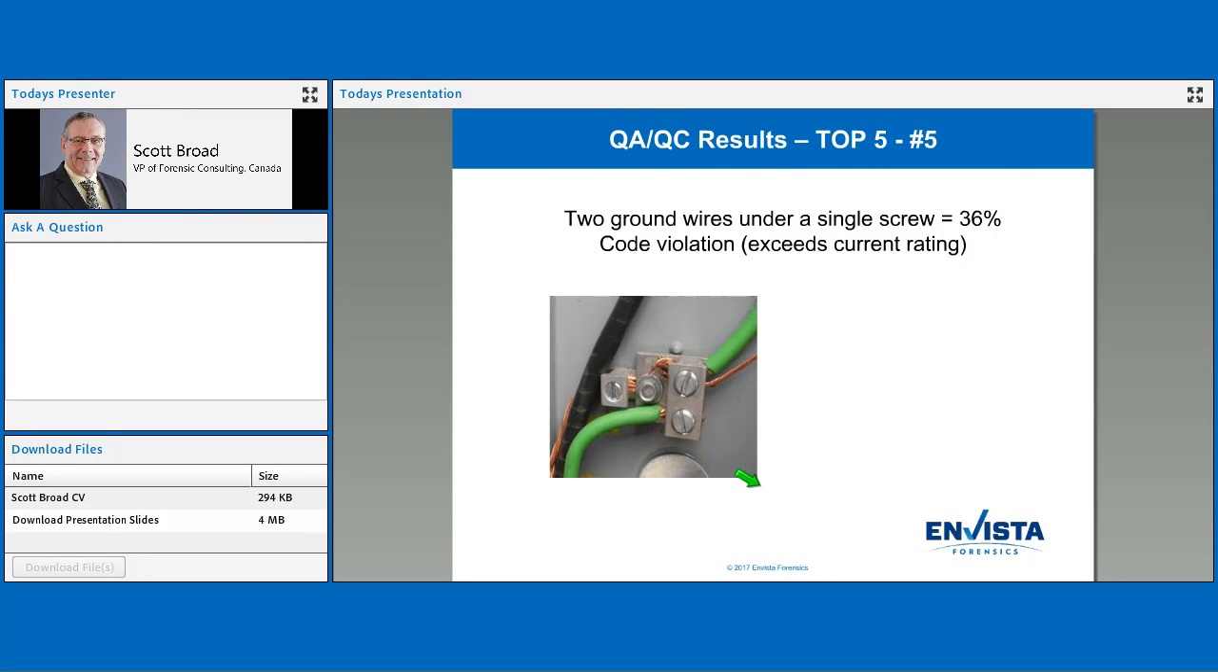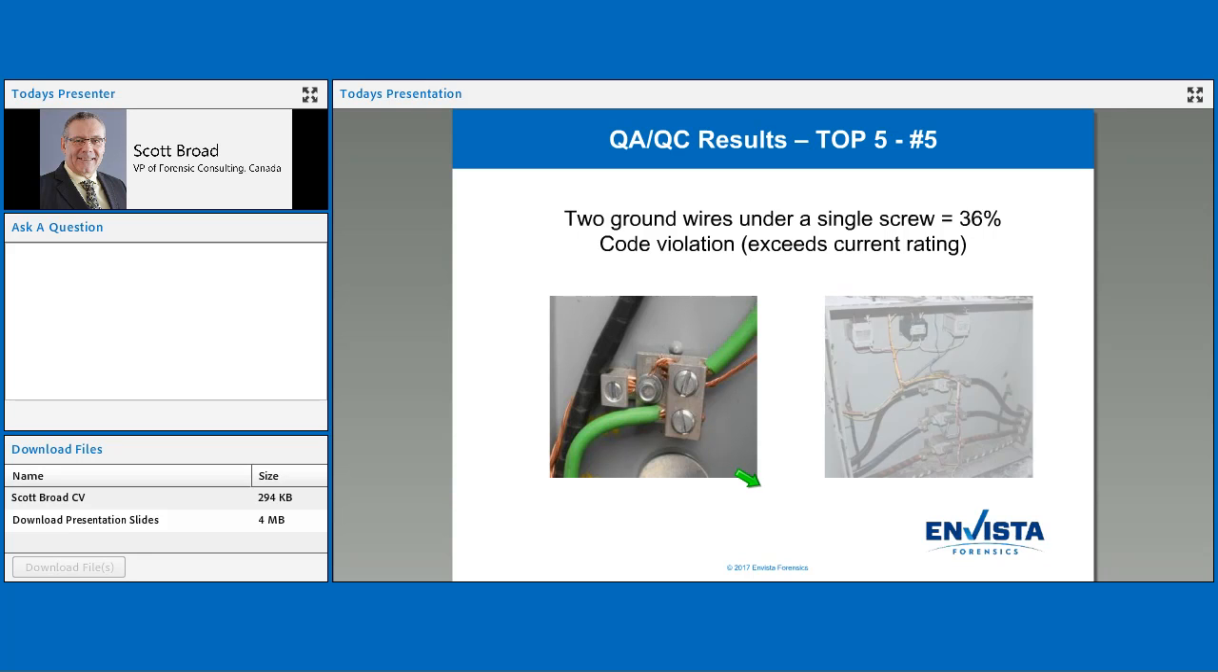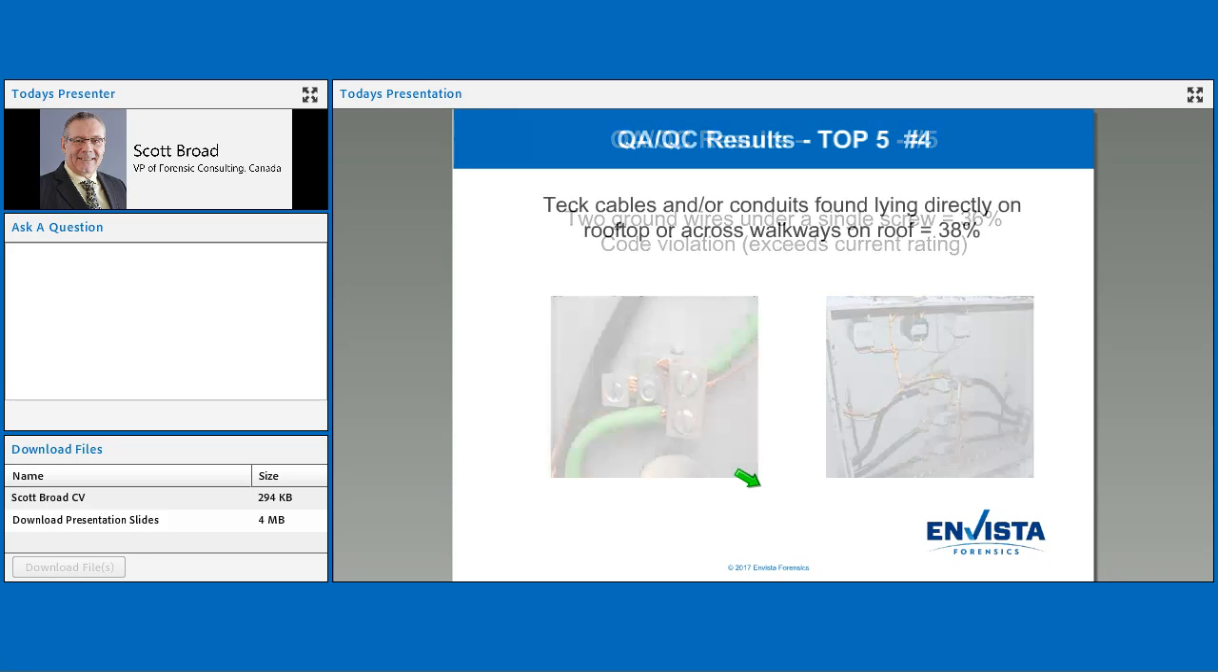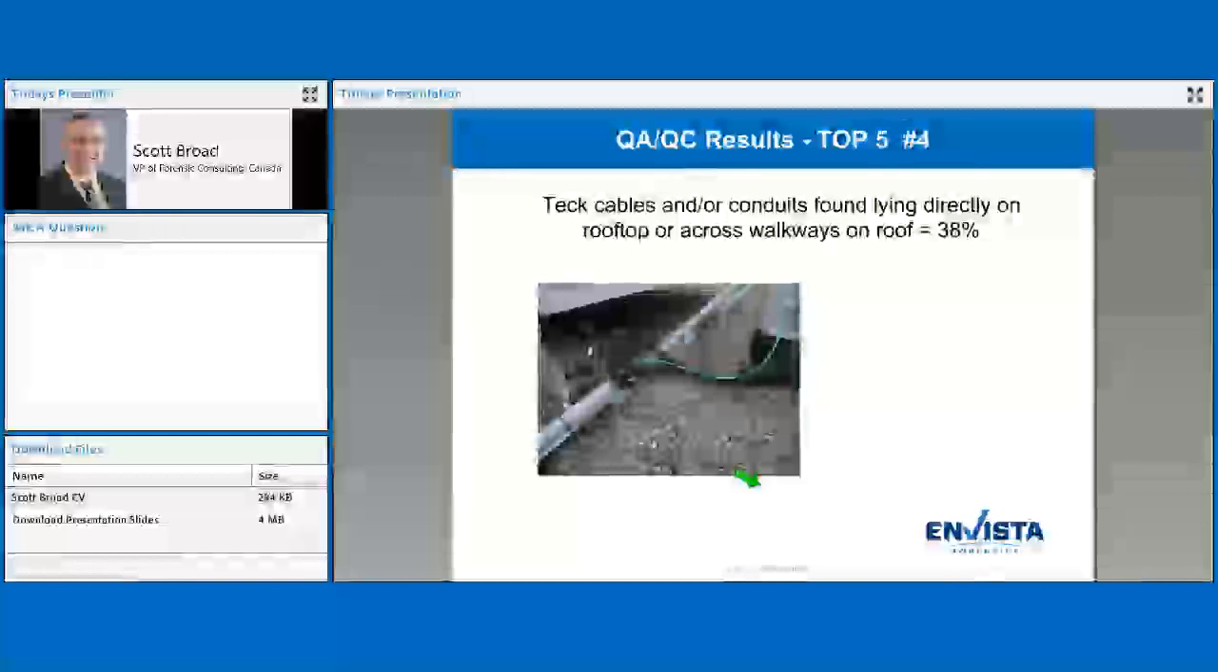This is the number 5 problem. We see code violations in this. We see people connecting multiple wires into a ground screw, and we exceed the current rating. We see it in numerous conditions. This is actually in a metering cabinet here.